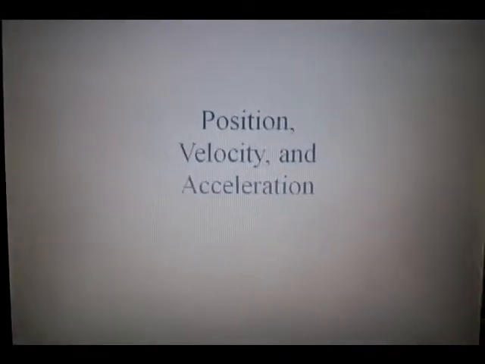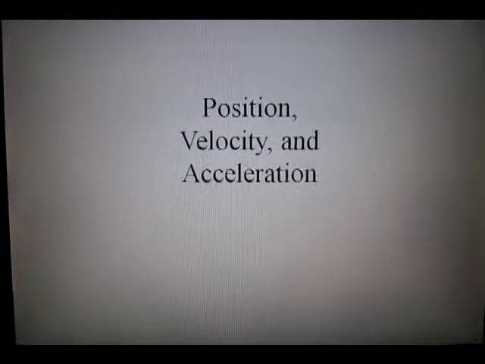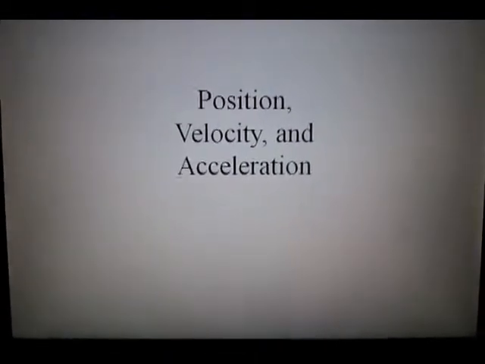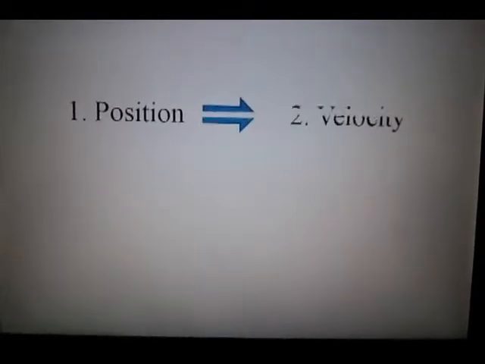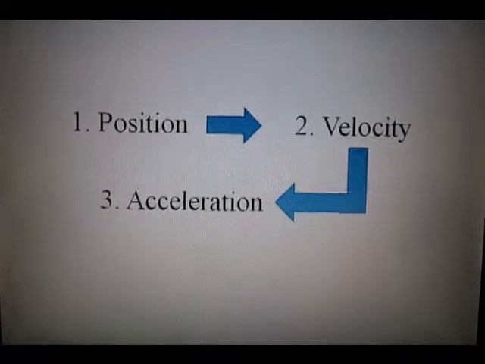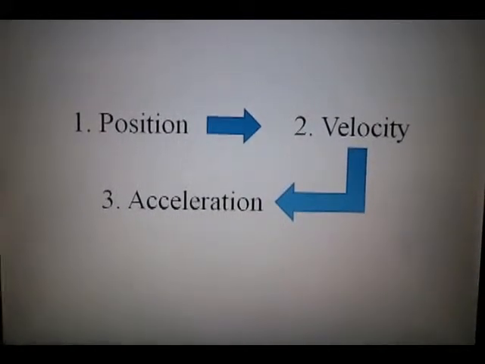Today we are going to learn how to find position, velocity, and acceleration using functions and graphs. But first off, you need to know how to derive, and you also need to know that the order of functions is as follows. First comes position, then velocity, and then acceleration. And you can go back and forth between these three.